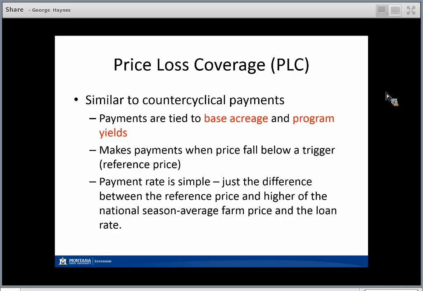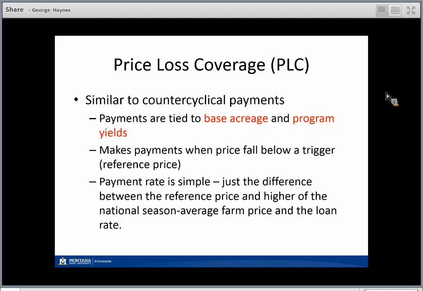The price loss coverage program is a lot easier to digest because it's just similar to something called the counter-cyclical payment programs that began a few years ago. And these programs are tied to how many base acres you have. And base acres means acres that you at least at one point in time had farmed in some of the program crops.